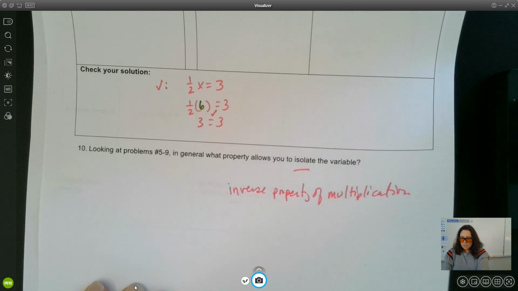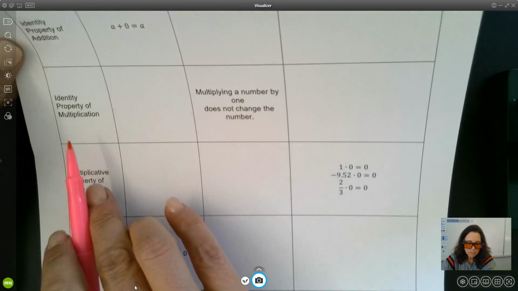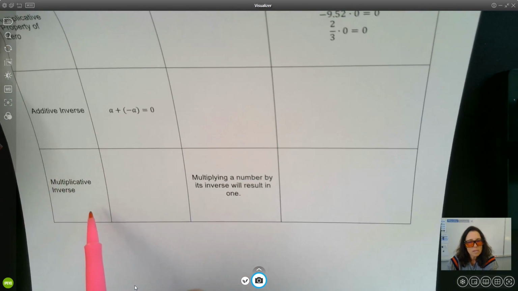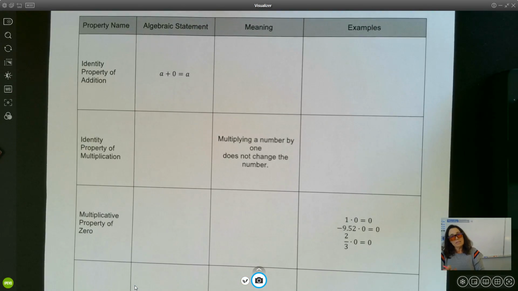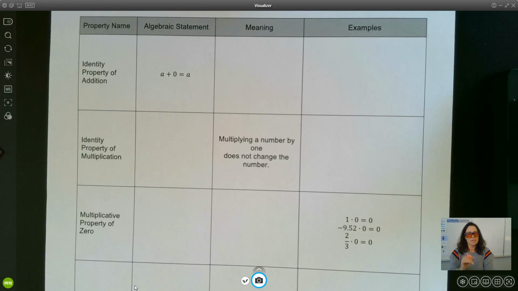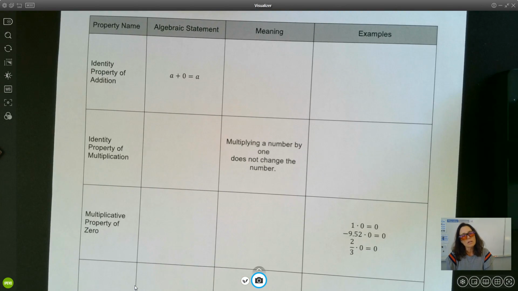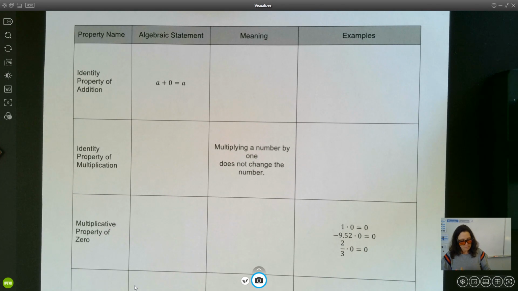Okay, and then there is another page if you're looking at the blank PDF, and it's got the identity property of addition, multiplication, multiplicative property of 0, and both inverse properties. If you want it all on one piece of paper, the answers to that are in the other PDF that's not blank, that's in the same post. So you can either print that page or you can just copy down the boxes that I don't have things in from that answer sheet. I don't think I need to take the time to go over this again. It's just if you want it on one piece of paper.